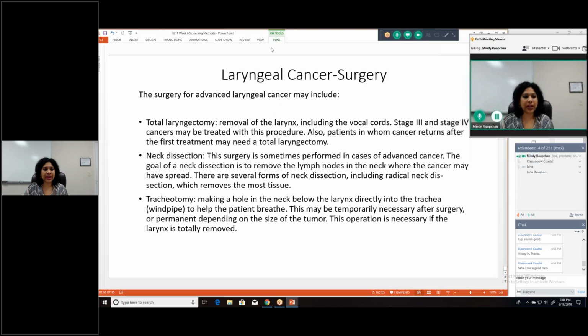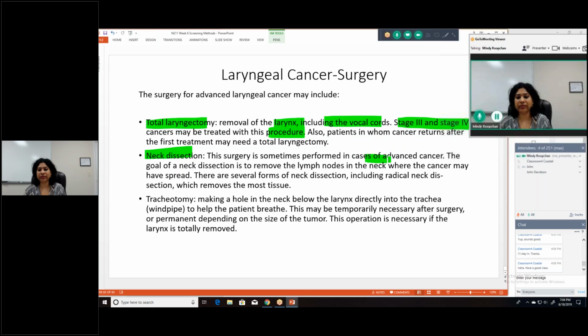So surgery may include a total laryngectomy, where we remove the larynx and vocal cords. Stage 3 and 4 cancers are treated with that procedure. Neck dissection is sometimes done for advanced cases of cancer. The goal of this is to remove the lymph nodes in the neck where the cancer has spread.